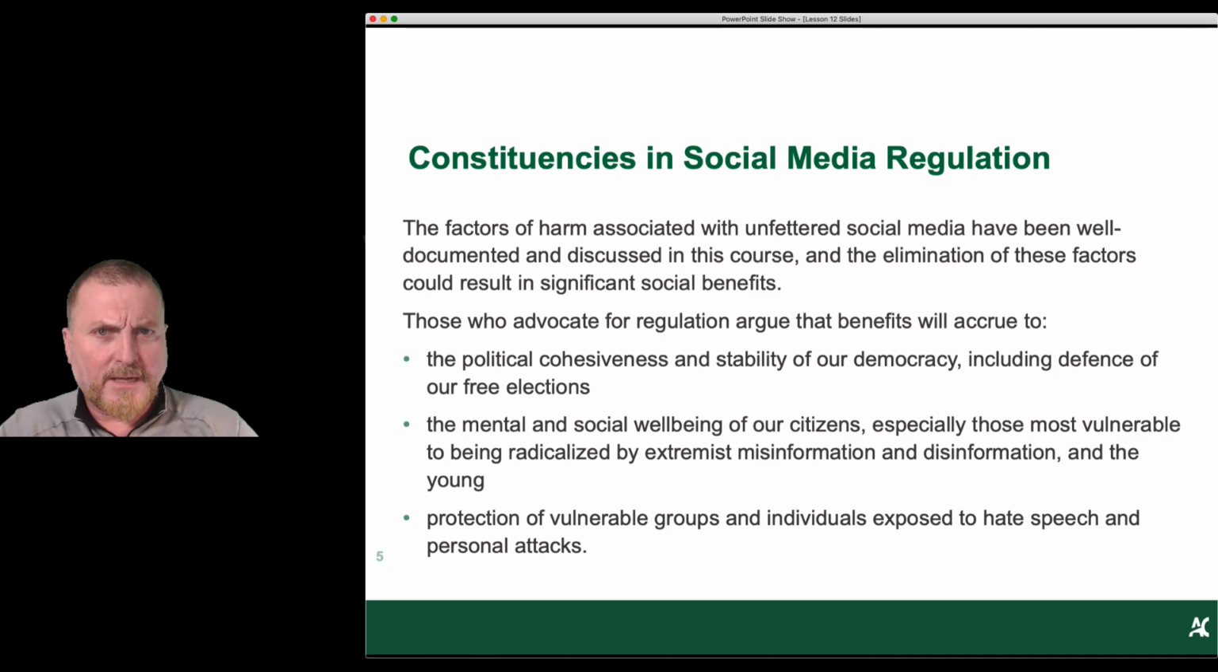There's ample data on the social psychological effects of social media, particularly amongst the young or those most vulnerable to things like radicalization. There is also protection of vulnerable groups and individuals exposed to hate speech and personal attacks. That goes from Black Lives Matter to indigenous peoples, to wildlife species, to hunting rights, to any number of different issues that emerge on social media to create an atmosphere of disrespect for people or the environment, or the elderly, and so on. We see these types of issues cropping up all the time. And so the protection of vulnerable groups obviously is going to be a priority of any government, any liberal democratic government, certainly.